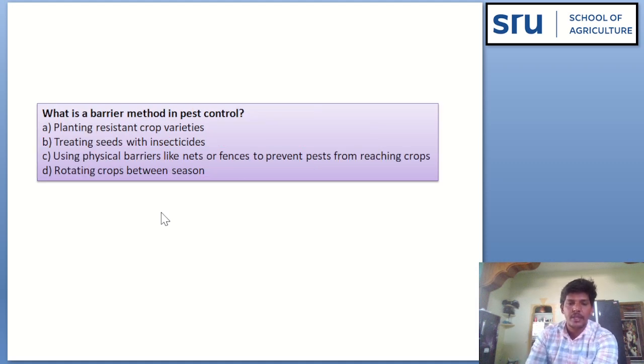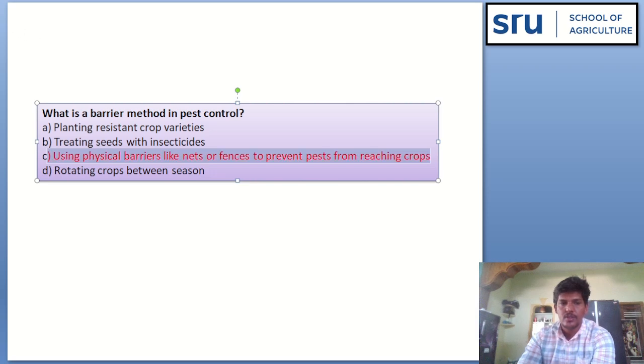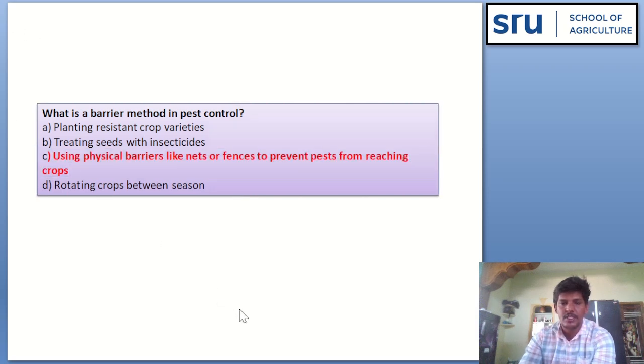What is the barrier method in pest control? Planting resistant crop varieties, treating seed with insecticides, using physical barriers like nets or fences to prevent pests from reaching crops, rotating crops between season. Here the correct answer is using physical barriers like nets or fences to prevent pest from reaching the crop is a barrier method in pest control.